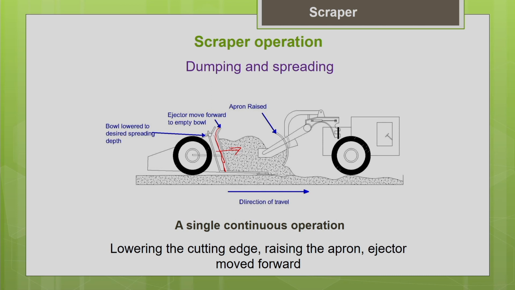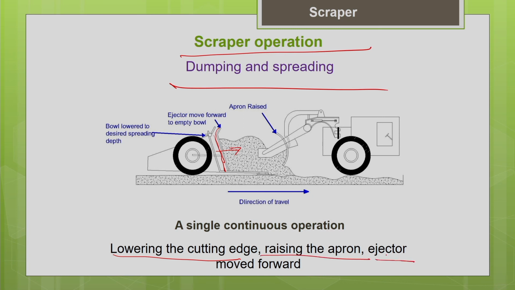I can uniformly spread the material in windrows or spread it in uniform layers of required thickness. That is one advantage of the scraper. Dumping and spreading can be done in one step. So, you are going to lower the cutting edge, raise the apron, and the ejector is moved forward, so that you can facilitate the outflow of the material out of the bowl.